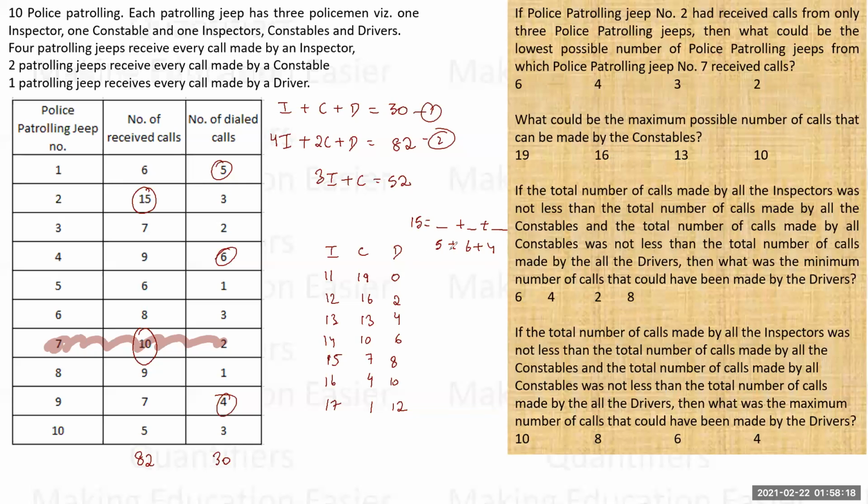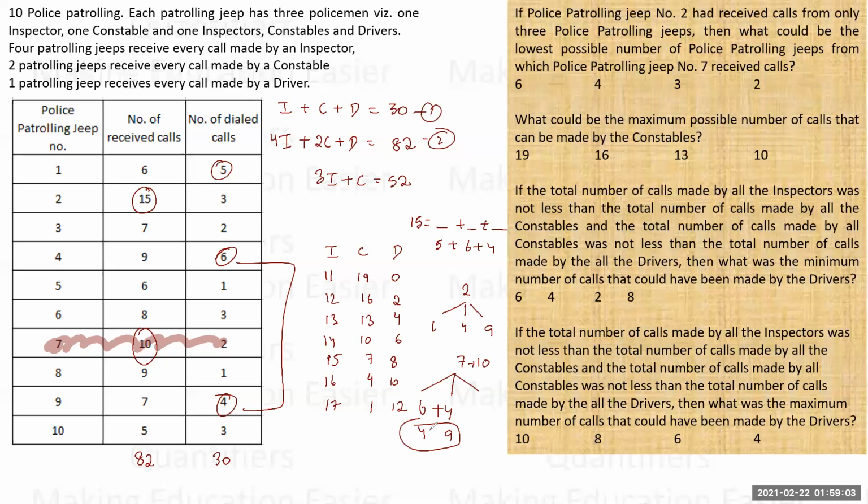Okay, so this is the required answer, 5 plus 6 plus 4, which means that police patrolling jeep number 2 received calls from jeep 1, jeep 4, and jeep 9. These 3 jeeps made the calls to it, right? Now I have to minimize the jeeps for 7. I want to minimize the calls and the jeeps which have made the call to police jeep number 7. It has received 10 calls. So the minimum could be 6 plus 4 making 10 again, which are jeep number 4 and jeep number 9, right?